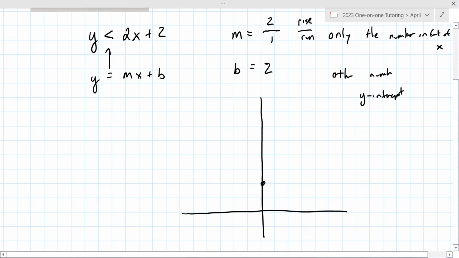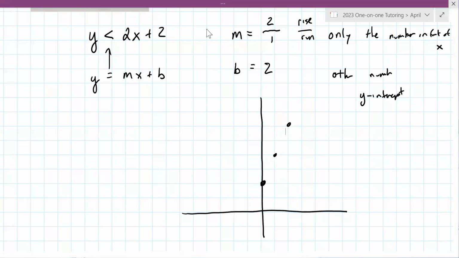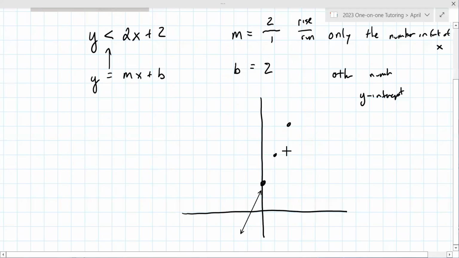So you start at 2, okay? The slope tells you to go up 2 and then over 1, up 2 over 1, okay? And normally you would connect these with a line, right? Like we've done that. You would just draw this line and you're done. You're happy, right? But this is different.